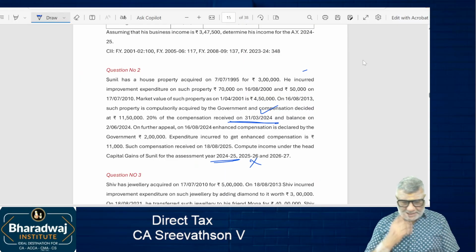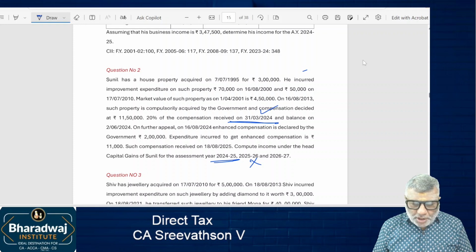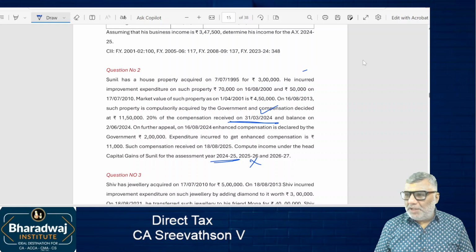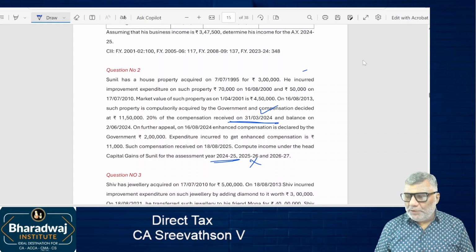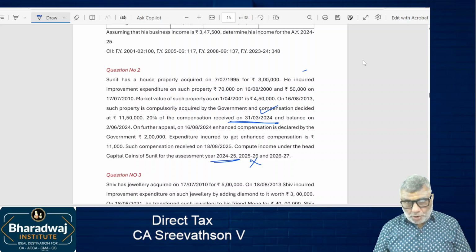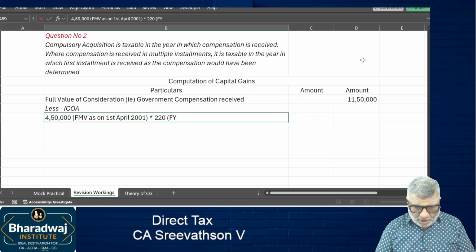Go to the last page of the material, as the indexation is on the last page of the revision material. On 16/8/2013, that is nothing but 13-14. May I know what is the value? 220. Okay, 220. Financial year 2013-14, year of compulsory acquisition, by 100 base year.